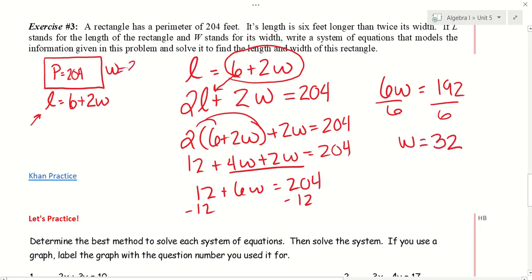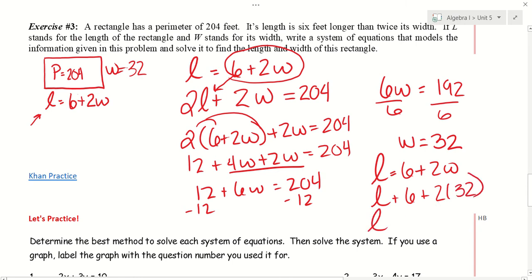We now only have the W. We need to find the length. Well, the formula for length was 6 plus 2W. So we can plug in the W of 32. Oh, that's an equal sign there. And get 70 for the length.